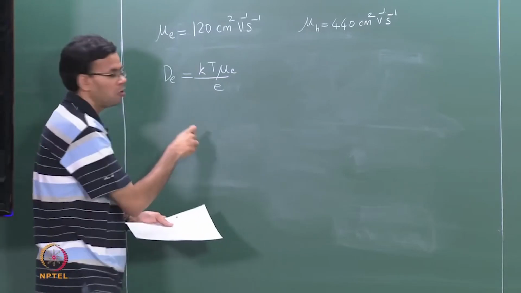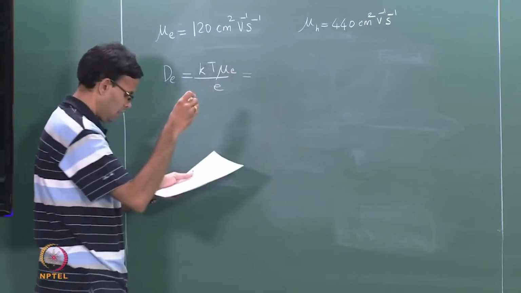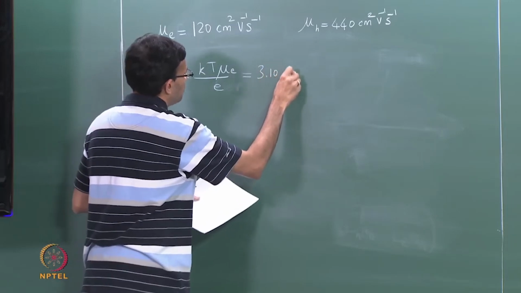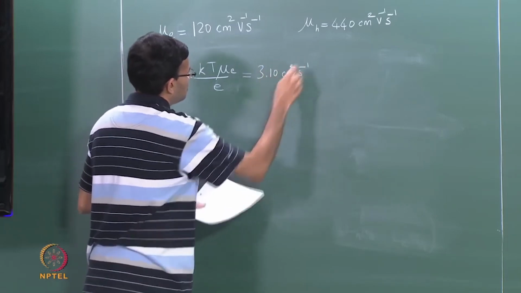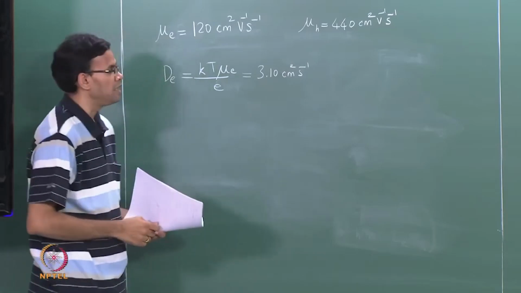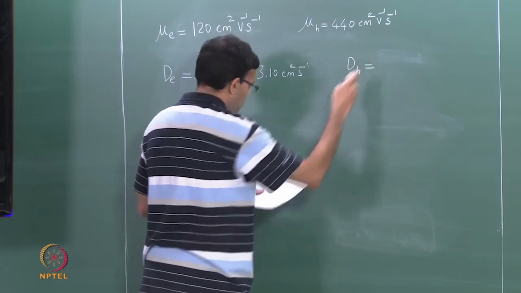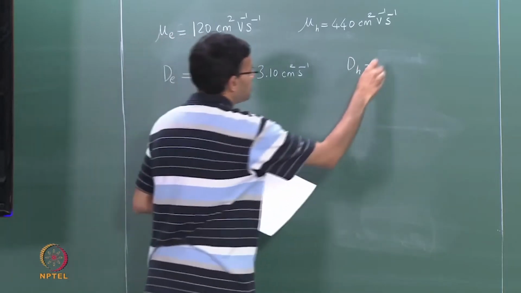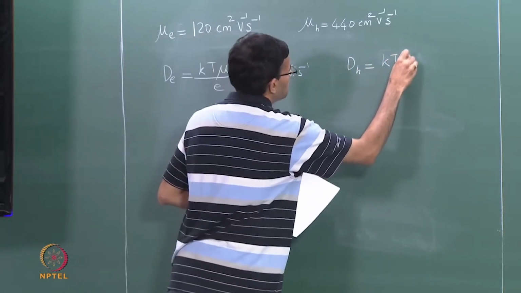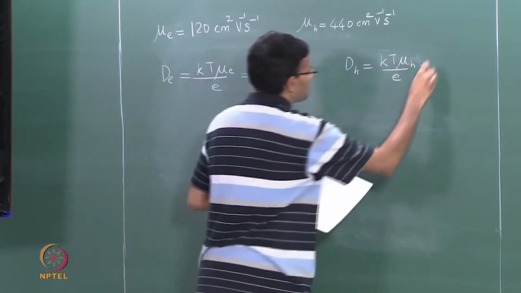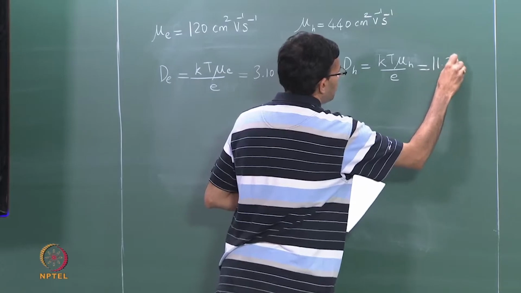So, if I substitute all the values, this gives me the diffusion coefficient of the electrons. So, 3.1 centimeter square per second. You can also get the diffusion coefficient for the holes. This is 0.39.